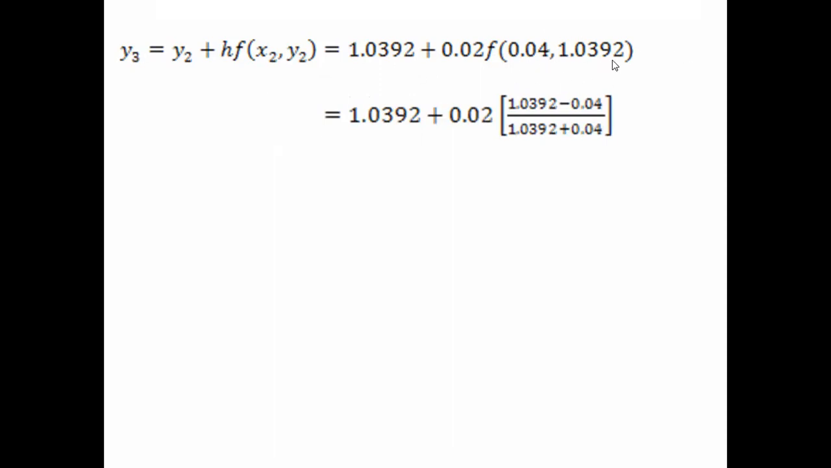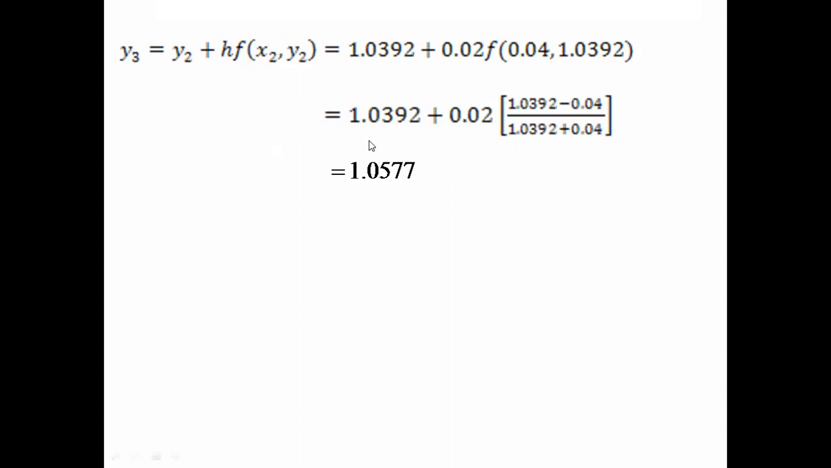So f of x y is defined as y minus x divided by y plus x for this problem. So y means 1.0392 minus x 0.04 divided by 1.0392 plus 0.04. Simplify this. If you simplify, we may see that it is 1.0577. So that work you can do and check whether it's correct or not.